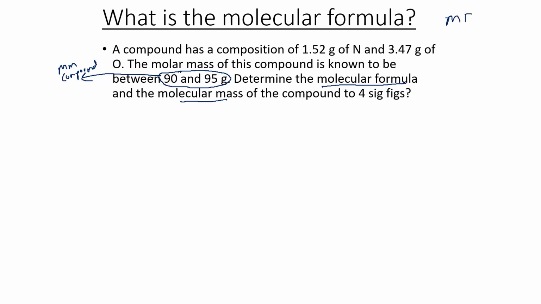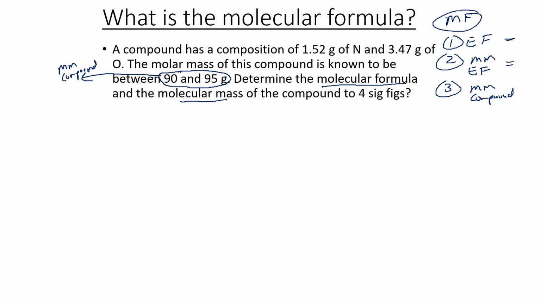So a reminder again, to calculate the molecular formula, we need the empirical formula, which in this case we do not have, so we're going to have to calculate it. We need the molar mass of the empirical formula, which we also will have to calculate. And the third thing, the molar mass of the compound, which, as I circled there to the left, we already have in this case. So we got one of the three things we need to calculate the molecular formula.